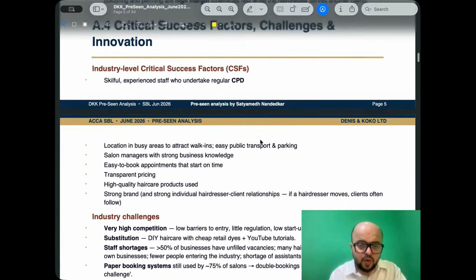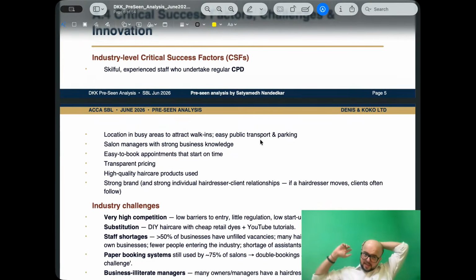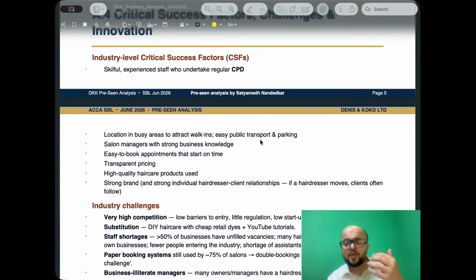So an industry level CSF is skillful, experienced staff who undertake regular CPD, because their skills need to be updated on a regular basis, specifically in an industry such as this. Why am I saying this line? Because hairstyles evolve, the method to perform styling evolves, which is why continuous professional development would be necessary.